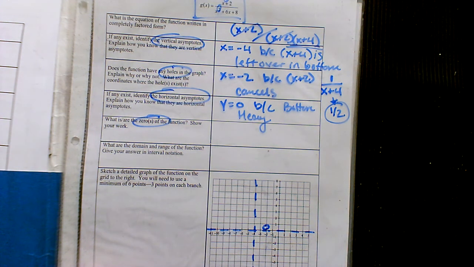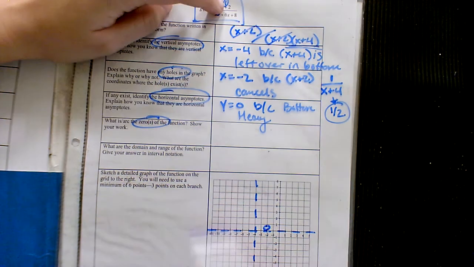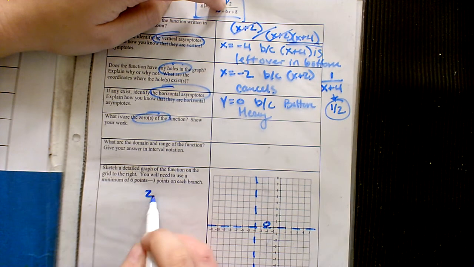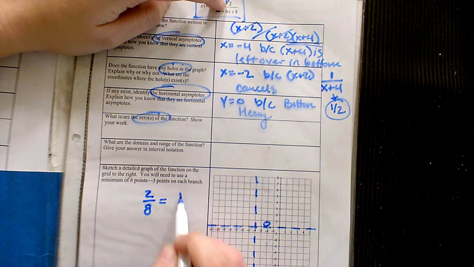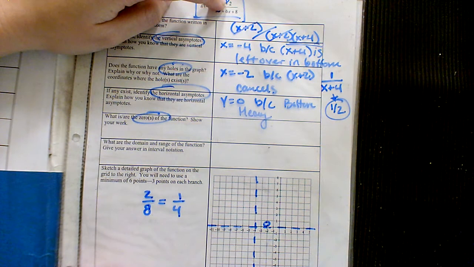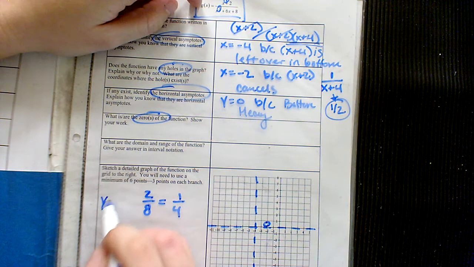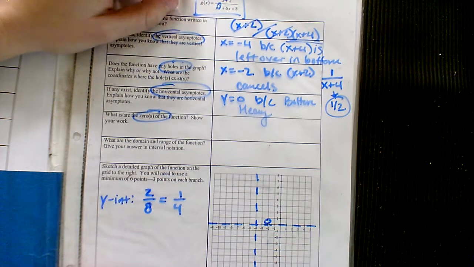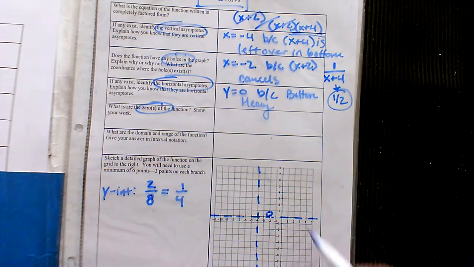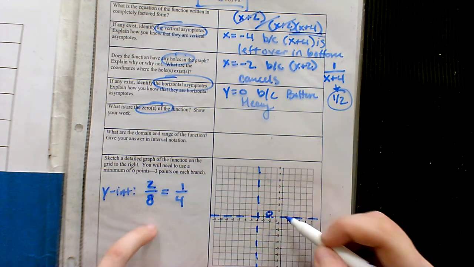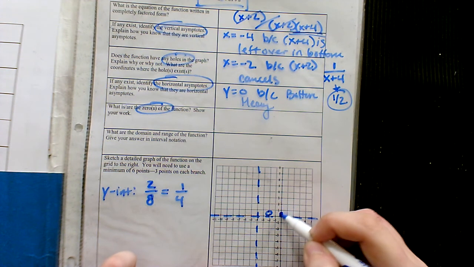Can you help her out, Lainey? Okay, so if we do 2 divided by 8, that would be 1/4. When you divide the constants, that's a y-intercept. So that's actually a 5th characteristic. We'll go ahead and plot that. So y-intercept 1/4, somewhere right there.